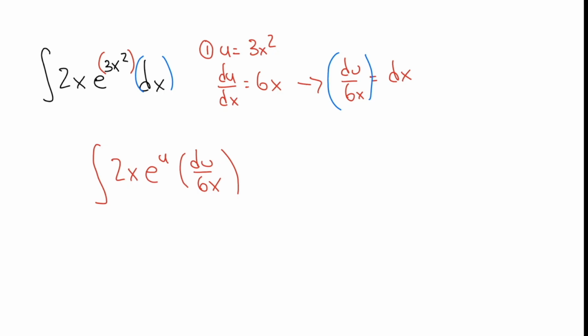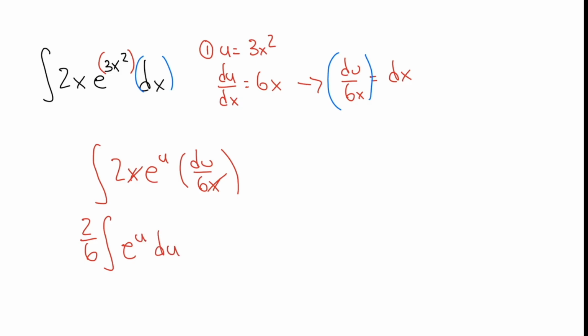And we can cancel out terms. Hopefully, all of the x's should cancel out. That's how you know you did it correctly. And they do here. Then we're left with a 2 over 6, which we can move to the front. So we have the 2 over 6 times the integral of e to the u du.